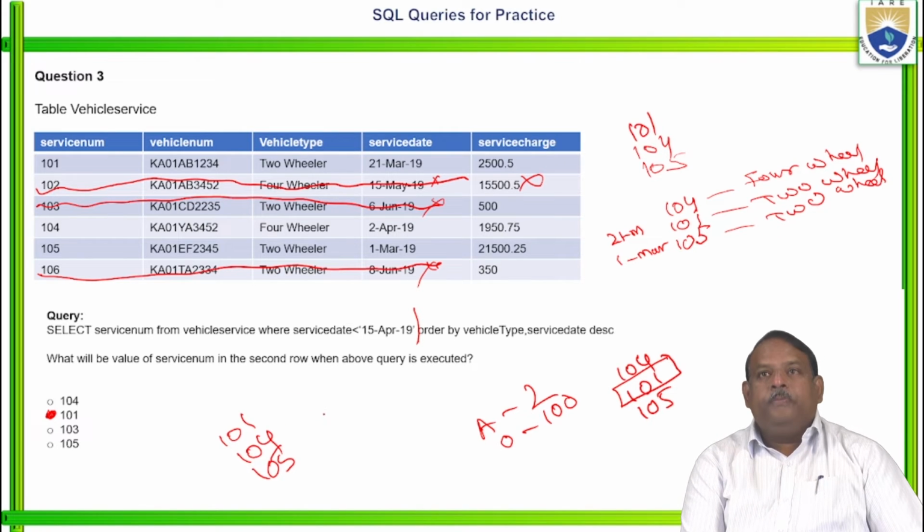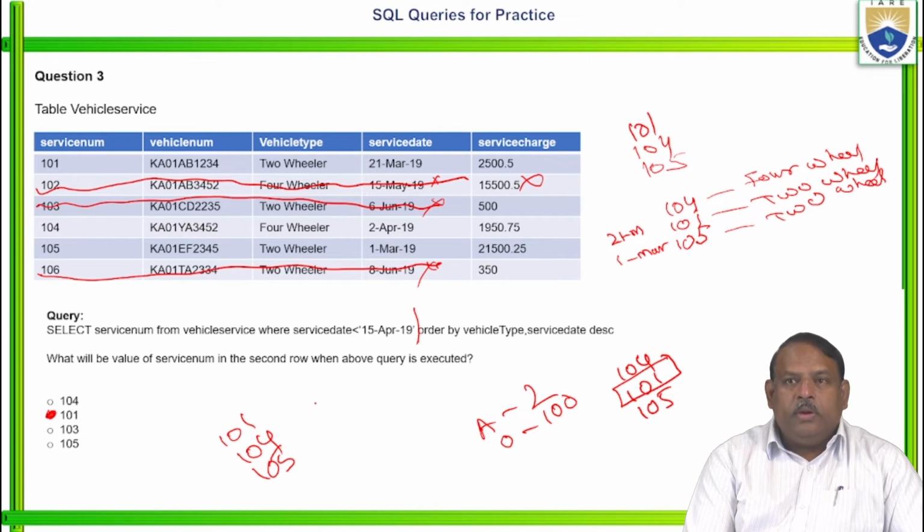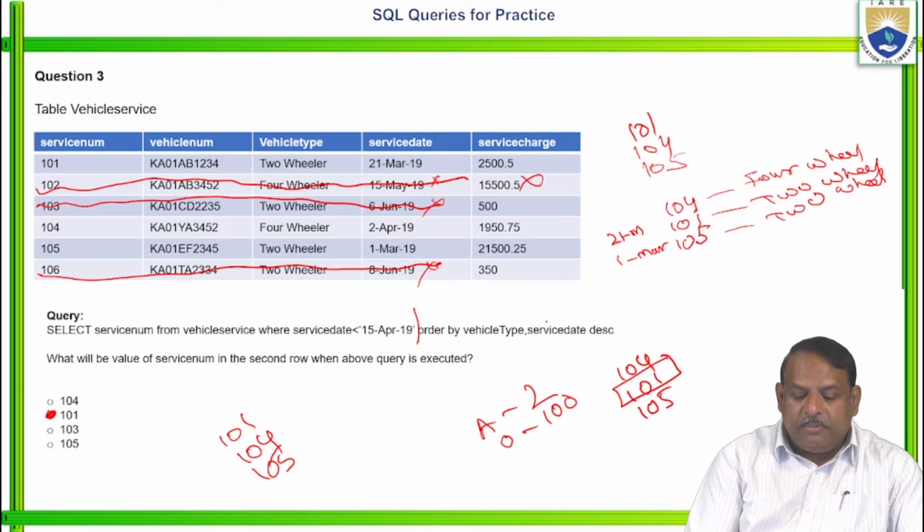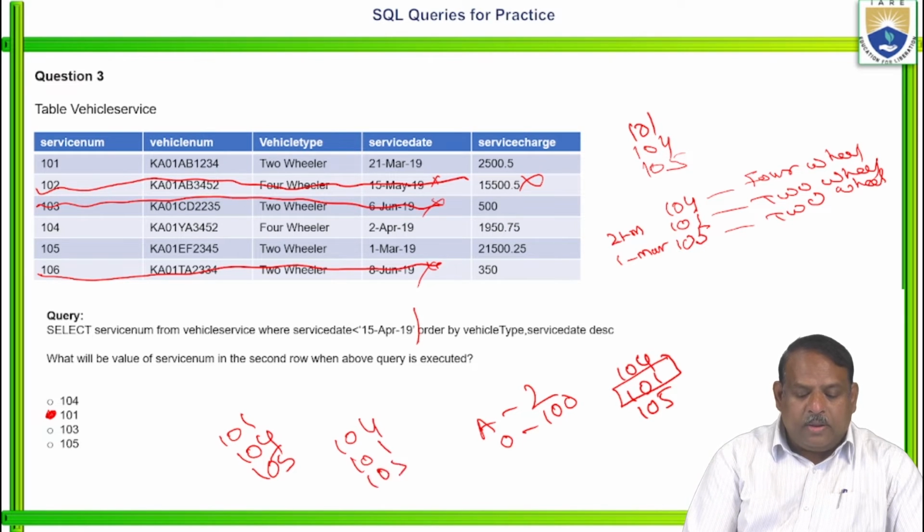Now we need to filter the records based on the vehicle type. So vehicle type is two-wheeler, four-wheeler. Vehicle type A to Z, because by default it is ascending. So 104 will be the first record, then 102, then 101 and 105. This is four-wheeler. This is four-wheeler. This is two-wheeler. This is again two-wheeler.